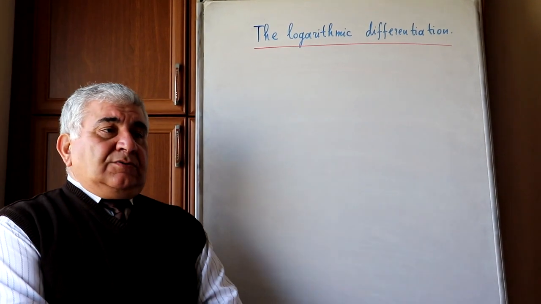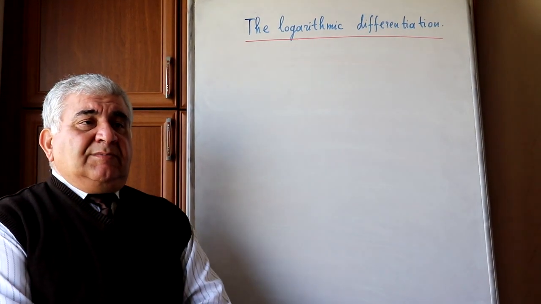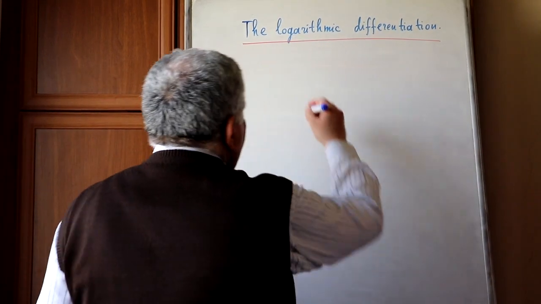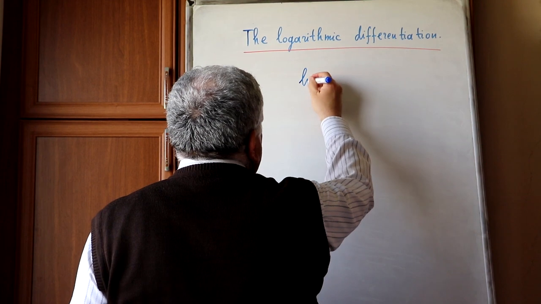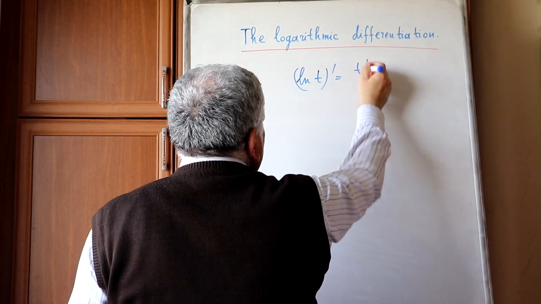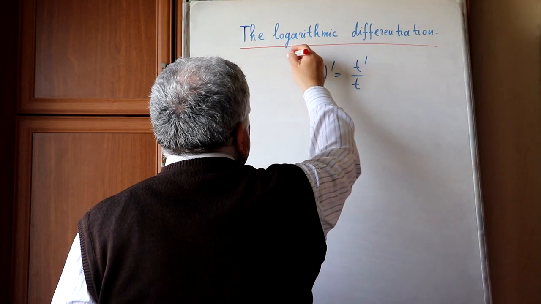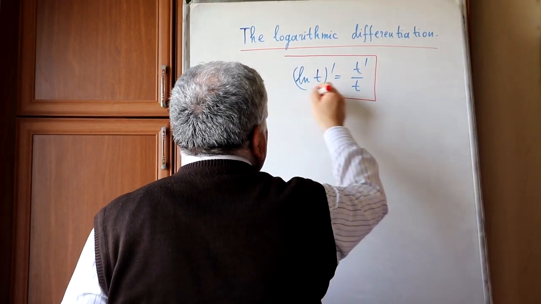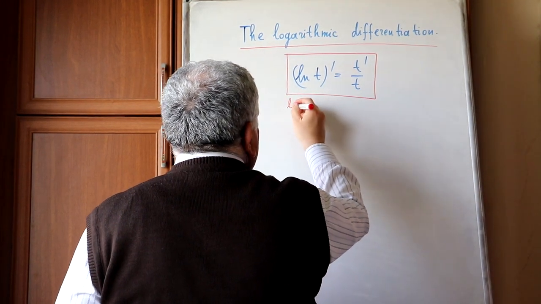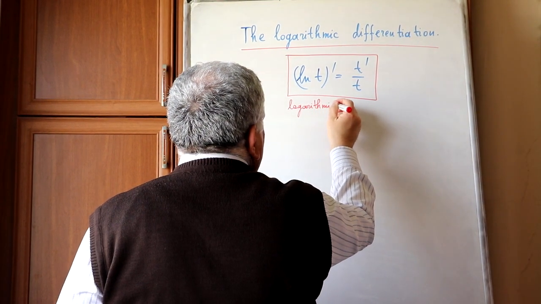Now let's go to the next topic, named the logarithmic differentiation. Here we must remember the formula of the logarithmic derivative. Natural logarithm of t prime is equal to t prime over t. You already know this formula, and this formula is named the logarithmic derivative.